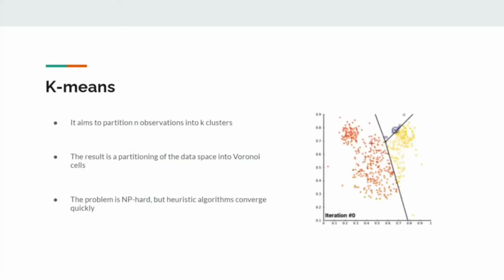K-means clustering is a method of vector quantization originally from signal processing that aims to partition n observations into k clusters in which each observation belongs to the cluster with the nearest mean, serving as a prototype of the cluster. This results in a partitioning of the data space into Voronoi cells. We can see it on the right. The problem is computationally difficult, NP-hard. However, efficient heuristic algorithms converge quickly to a local optimum. Hence, it is a useful tool to use in unsupervised problems.